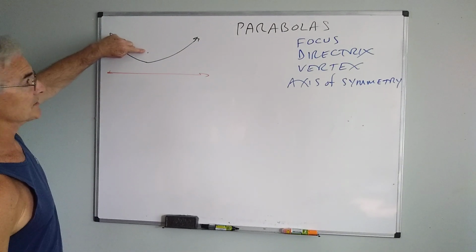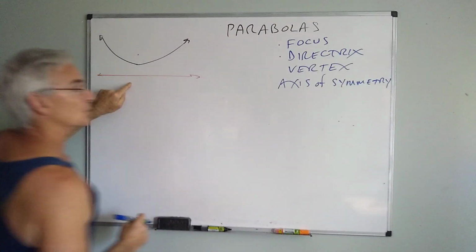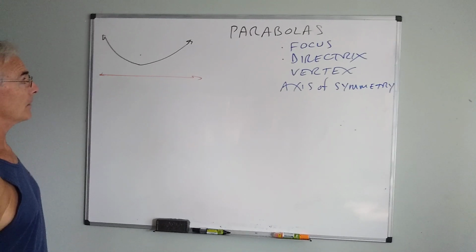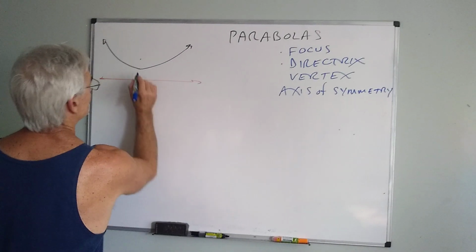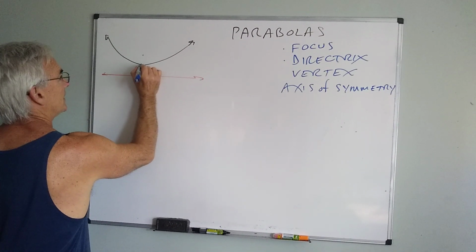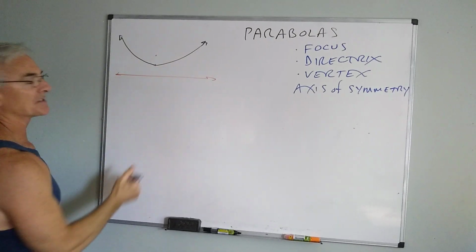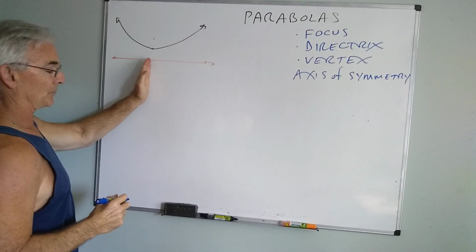That fixed point is called the focus. That fixed line is called the directrix. So those are two of our terms here. You can't actually see them when the parabola is drawn, but they are used to guide the drawing of the parabola. Now, the closest point between those two, this point right here, is called the vertex, and every parabola basically has a mirror image called the axis of symmetry, which runs right through the vertex.